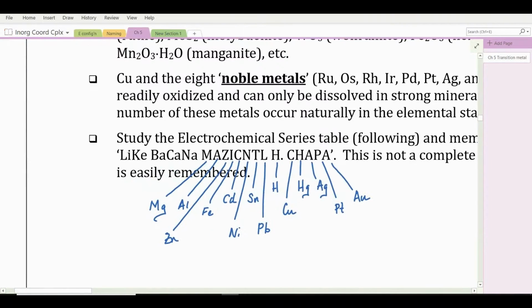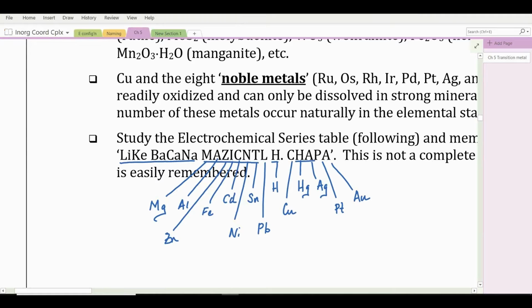If we tag onto the front of that the elements lithium and potassium and barium and calcium and sodium, this person's formal name could be written like Bacana Mazikental H. Chapa.